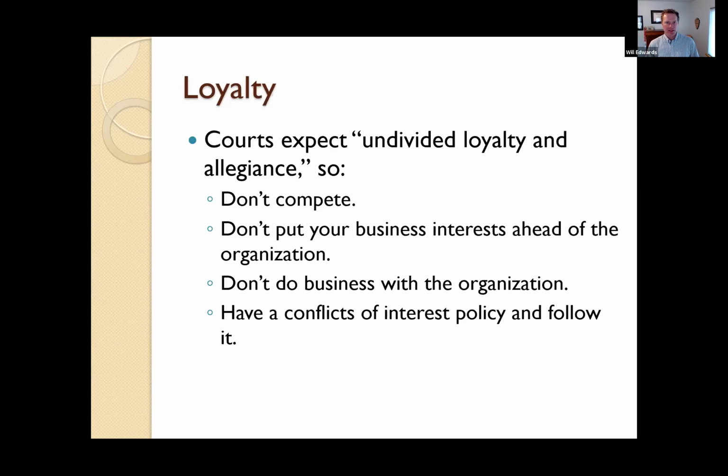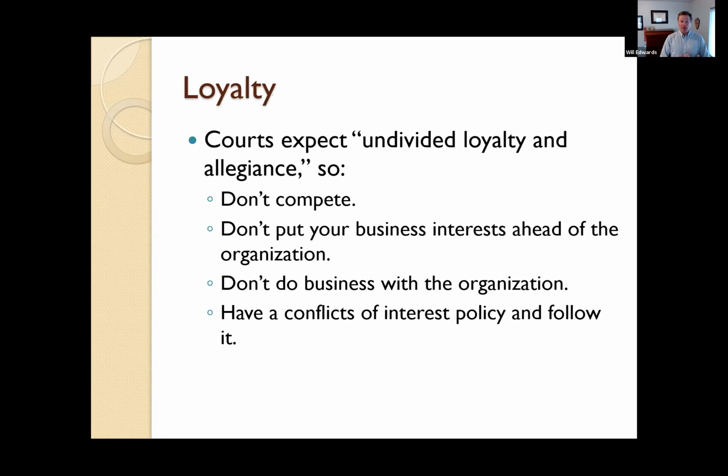So to go through these a little bit, courts expect undivided loyalty and allegiance. So don't compete with the nonprofit. Don't put your business interests ahead of the organization, and don't do business with the organization, because that can all lead to a conflict where really your loyalty to yourself is ahead of the organization. You're not being loyal to the organization, right?